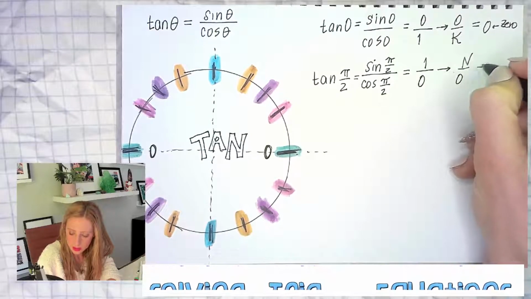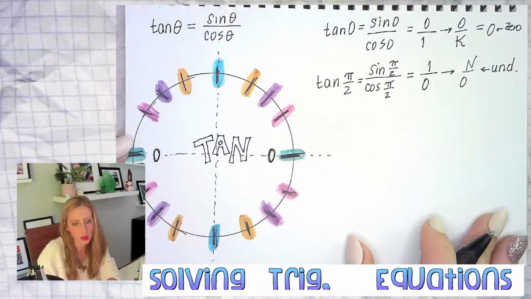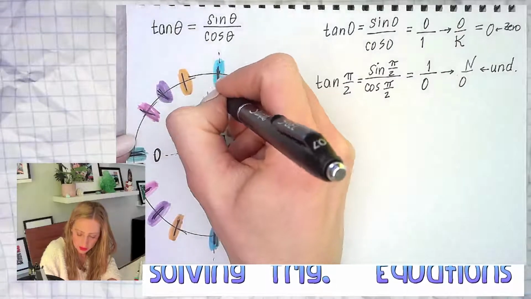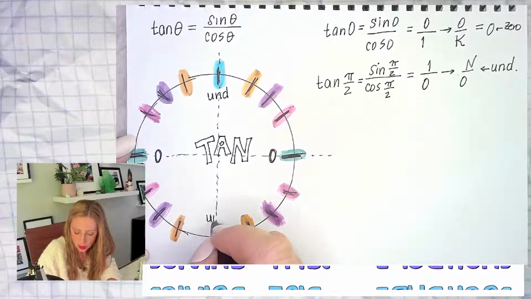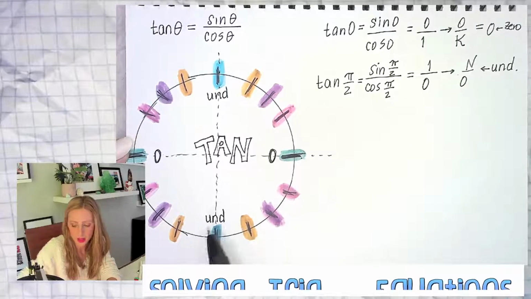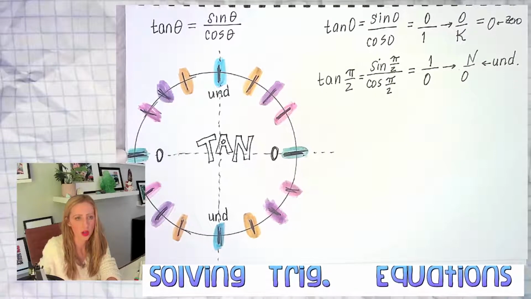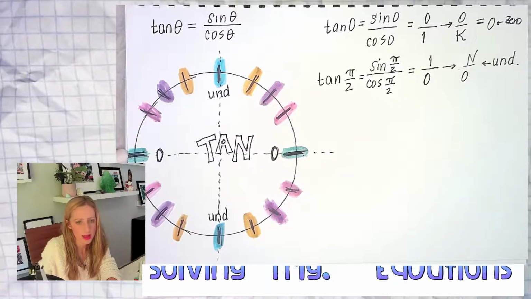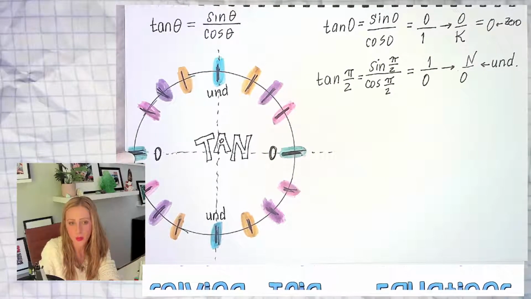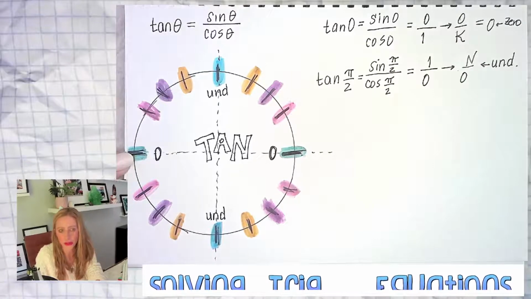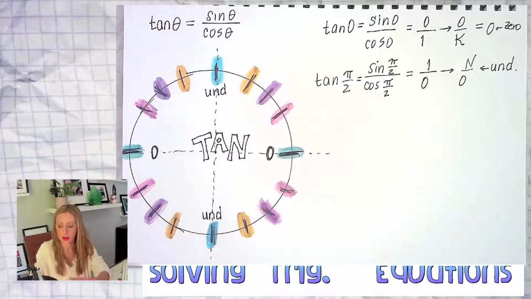No means that this is undefined. So what does that tell me about tangent? Tangent is undefined here at the top blue, and it's undefined down here at the bottom blue as well, because here it's just going to be -1 over 0. Here it was just +1 over 0. So far we have tangent is equal to 0 at those two spots, at the left and at the right. And then tangent is undefined at the top and bottom. We shouldn't say equal to undefined, it is undefined.